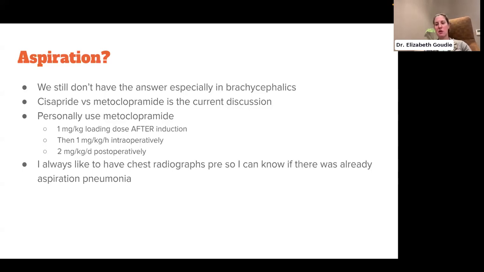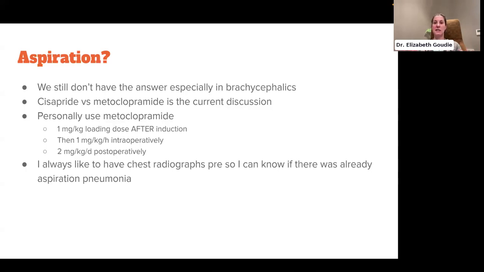I always like to have chest radiographs beforehand. Do I always get them? No. And the reason is because a lot of times these guys have aspiration pneumonia already present or some kind of lower airway disease that I'd like to know about, so that I know that things could be worse on the recovery. It doesn't necessarily mean I won't anesthetize them. If they can wait, obviously with pneumonia, I will have them wait.